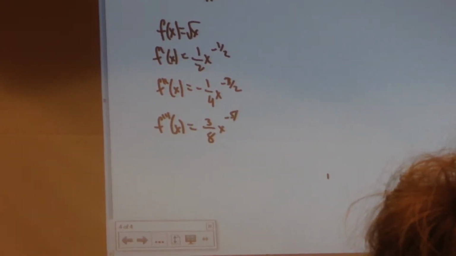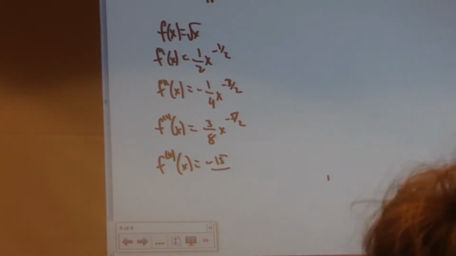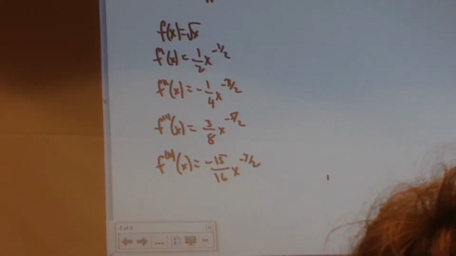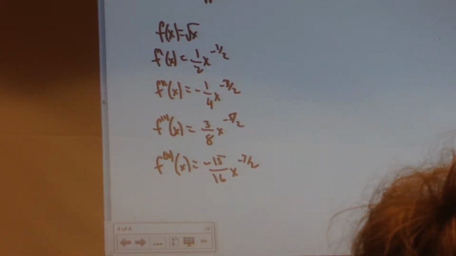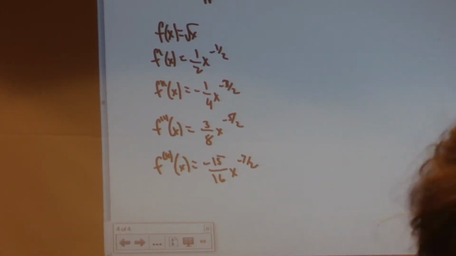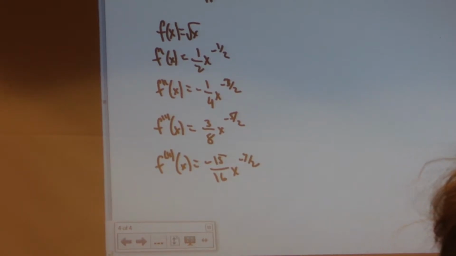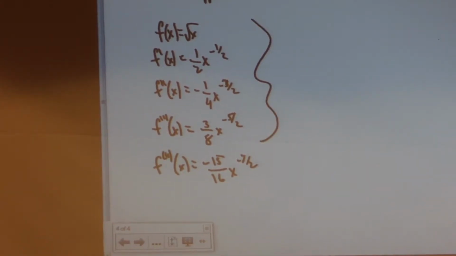Negative 1/4 x to the negative 3 halves. 3/8 x to the negative 5 halves. Negative 15/16 x to the negative 7 halves. Okay. Any mistakes? Good. We will need the fourth derivative in order to do the remainder, so that's why I did it now. We only need the first three derivatives to do the Taylor polynomial.